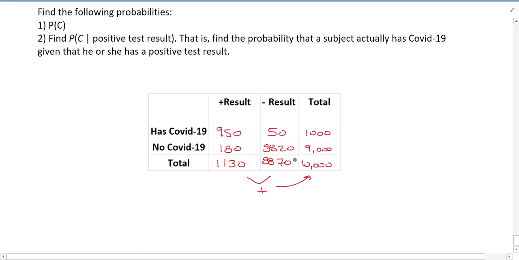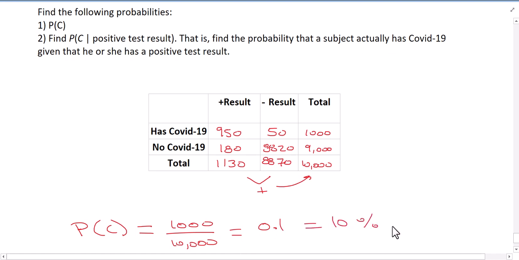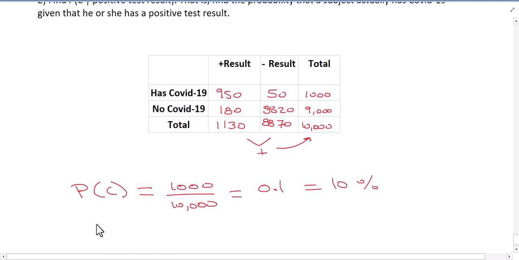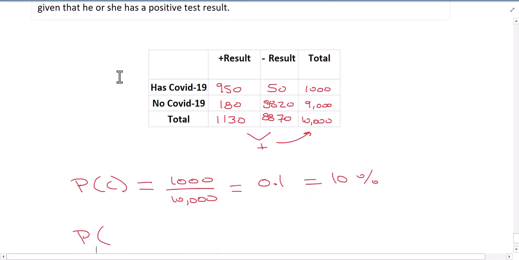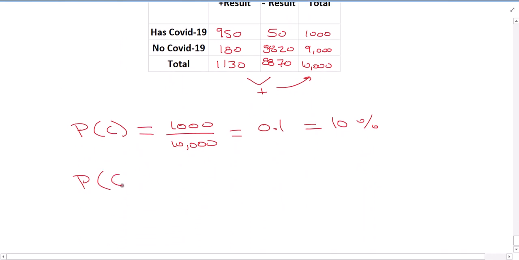And so now, what am I looking for? I'm looking for the probability, first, of having COVID. So the probability of having COVID is 1,000 out of 10,000, which will be 0.1 or 10%. Now, the second probability is the probability of having COVID given that a positive test result occurred.